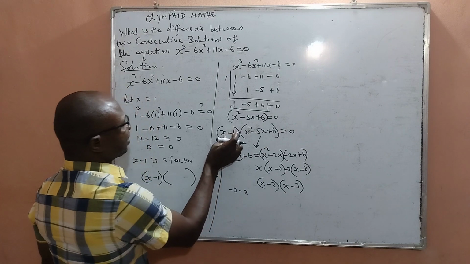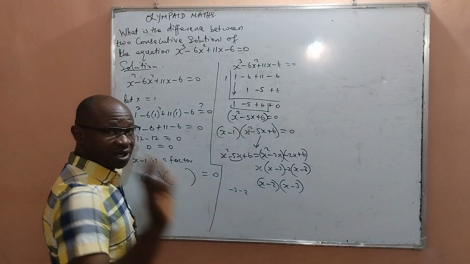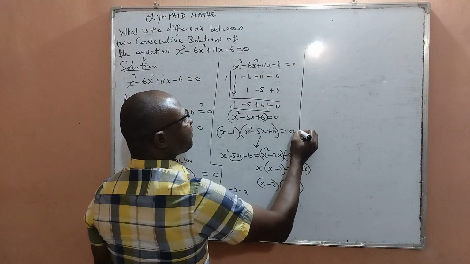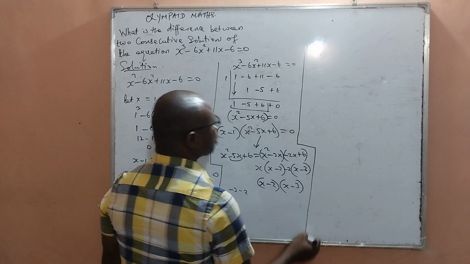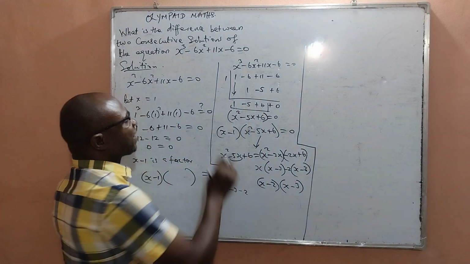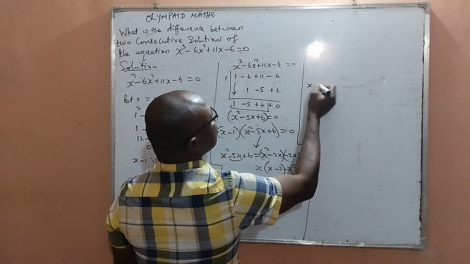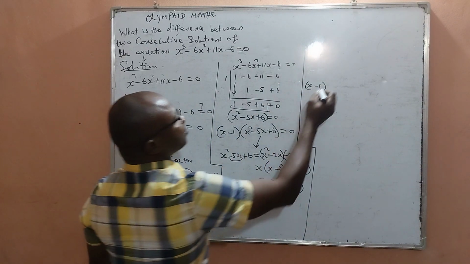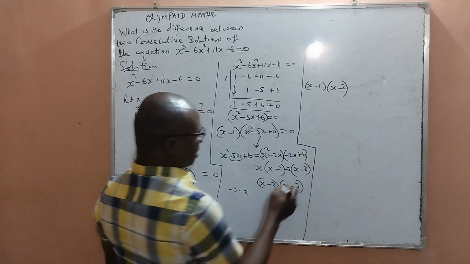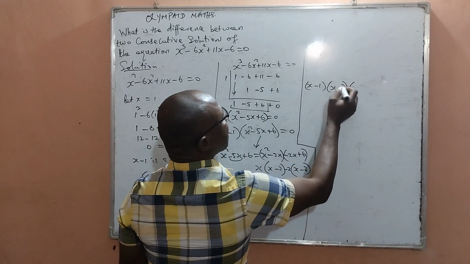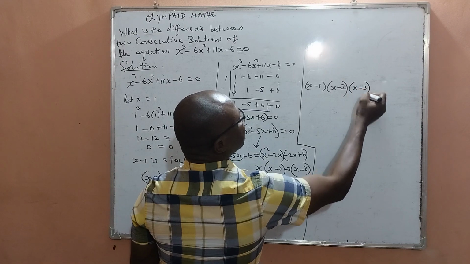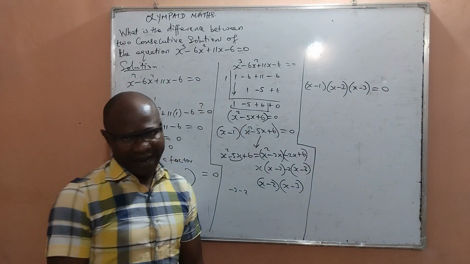Remember, I have already here x minus 1. Therefore, the complete factors of the polynomial are: the first one is x minus 1, the second one is x minus 2, the third one is x minus 3. These are the factors, and all of them are equal to 0.